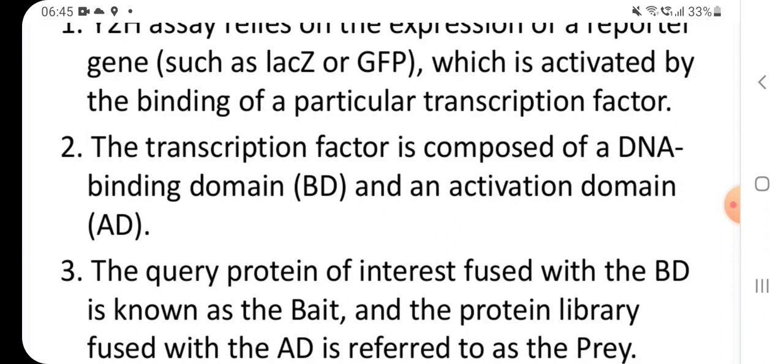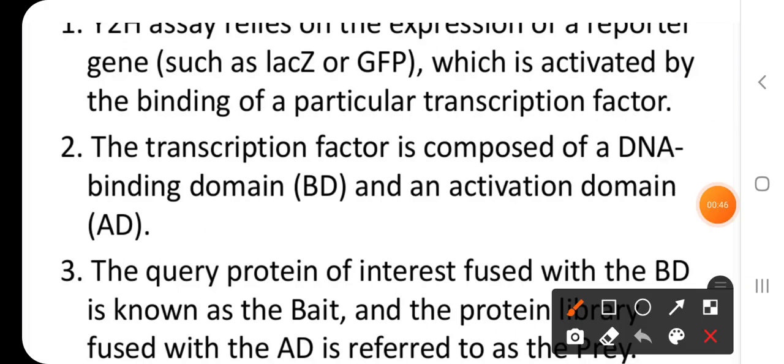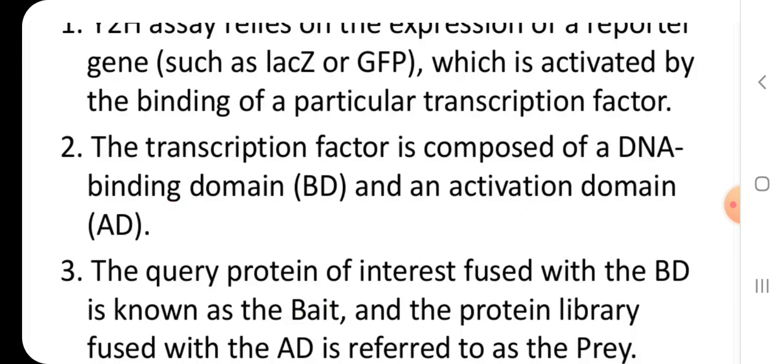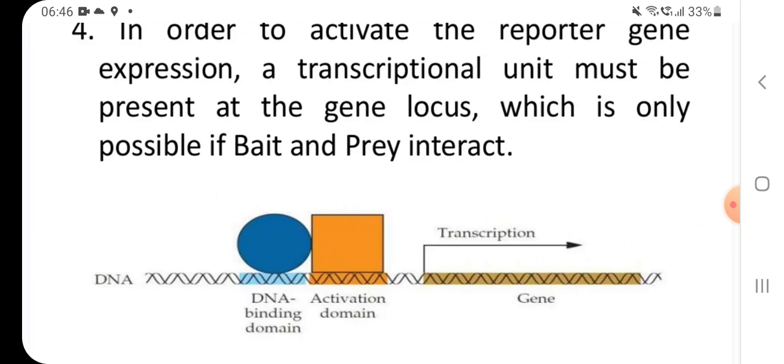The transcription factor is composed of a DNA binding domain and an activation domain. The query protein of interest fused with the binding domain is called the bait, and the protein fused with the activation domain is called the prey or fish. In order to activate the reporter gene expression, a transcriptional unit must be present at the gene locus, which is only possible if the bait and the prey interact simultaneously.